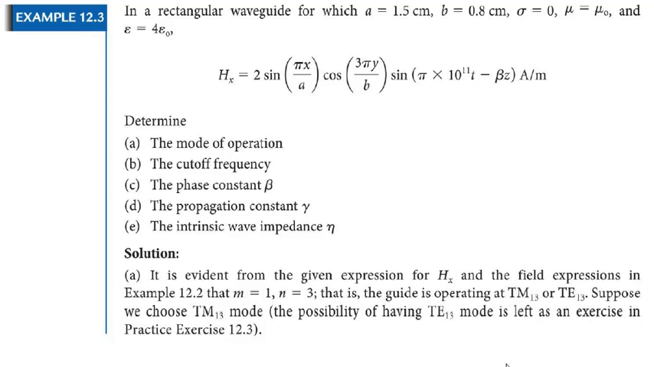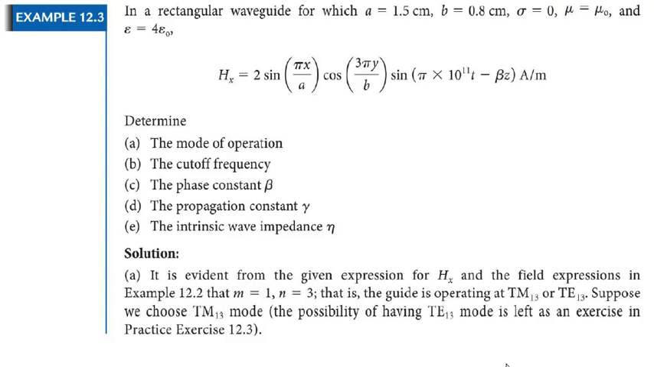If the given frequency of operation is less than the cutoff frequency, then we can say that it is not in propagation mode, it is in evanescent mode. At that time gamma is purely the attenuation constant alpha. If it is at the cutoff frequency, then also there is no wave propagation.